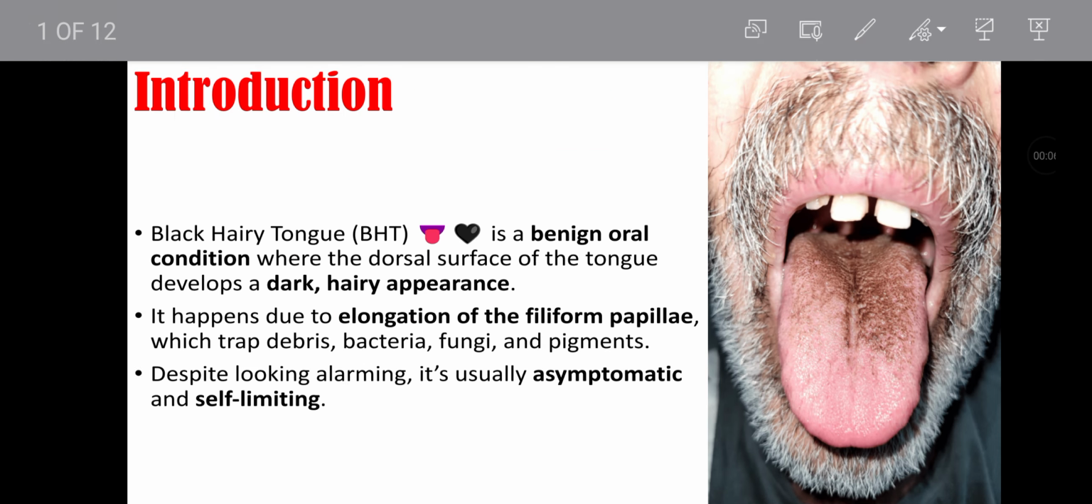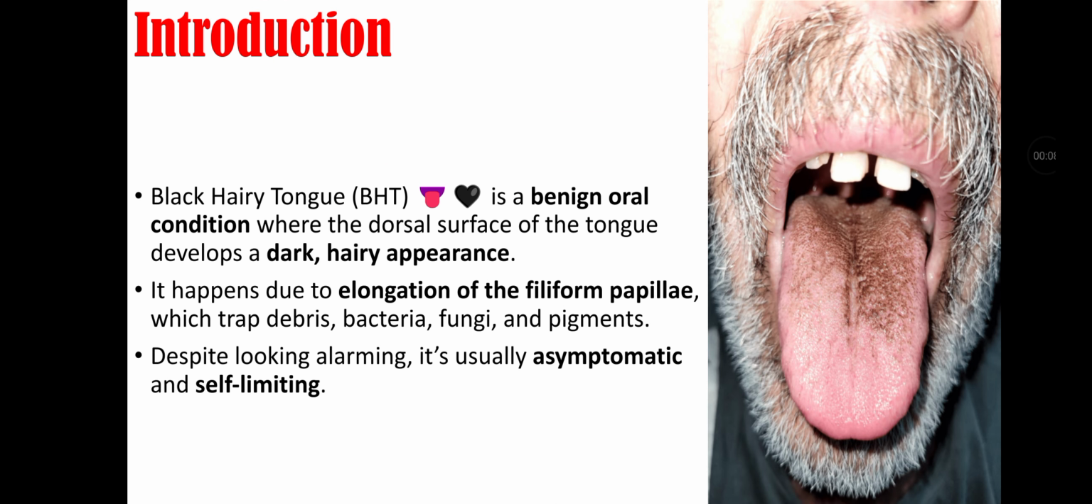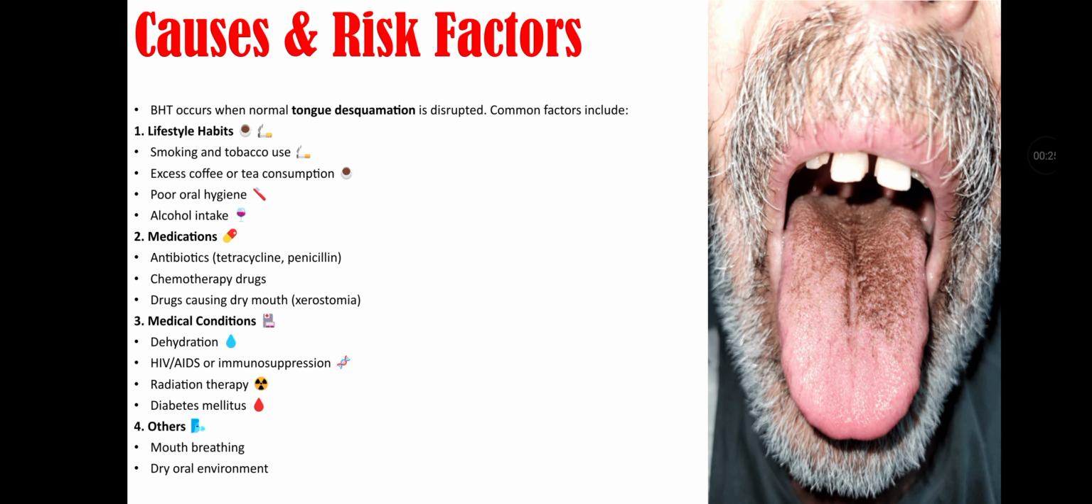So let's start our topic with the introduction. Black hairy tongue is a benign oral condition where the dorsal surface of the tongue develops a dark hairy appearance. It happens due to elongation of filiform papillae with trapped debris, bacteria, fungi and pigments. Despite looking alarming, it is usually asymptomatic and self-limiting.